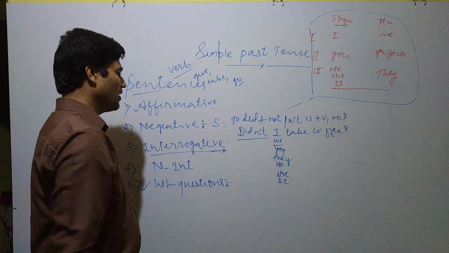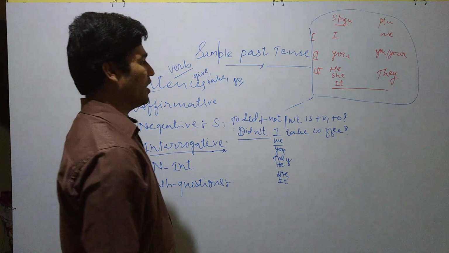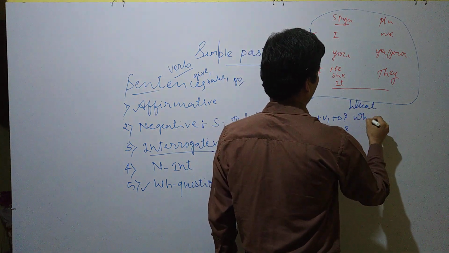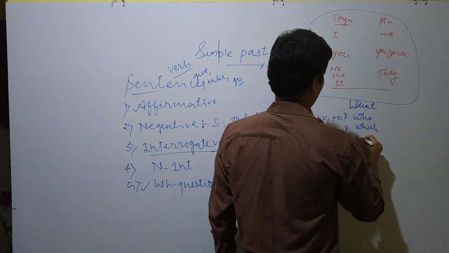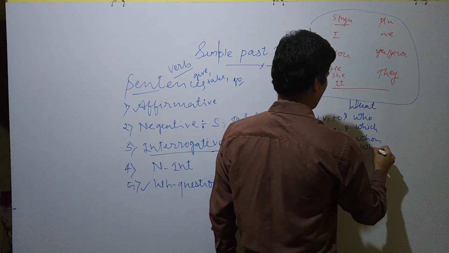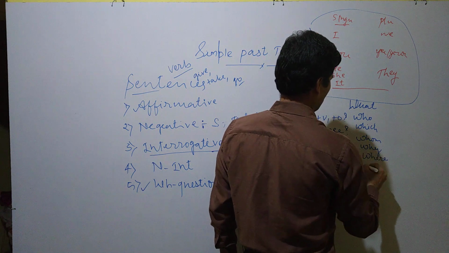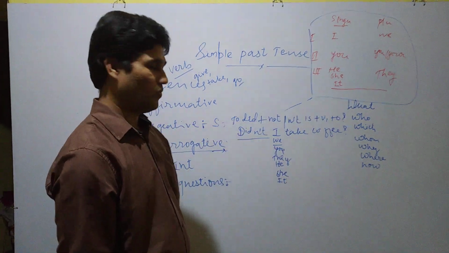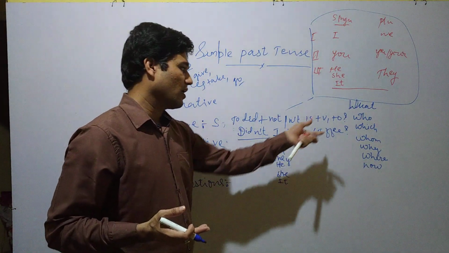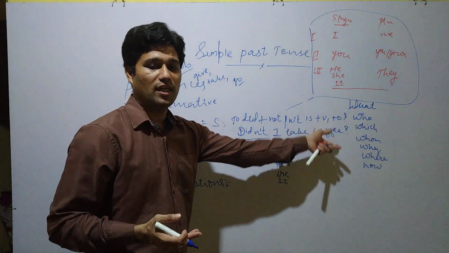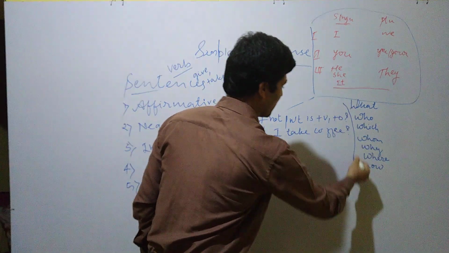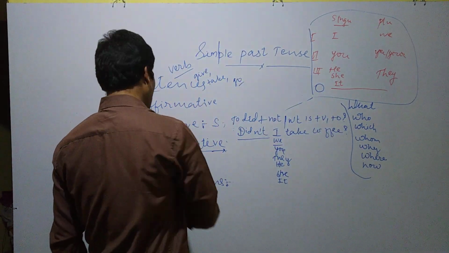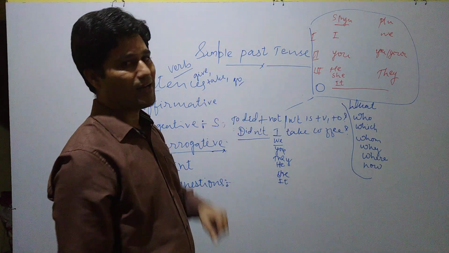Then the last one which remains is the WH question. Now we have different WH words like what, who, which, whom, why, where, how, and so on. These are the different types of WH words. So you can use any word from these, take the help of these WH words, and also of these subjects, and form WH questions in simple past tense.